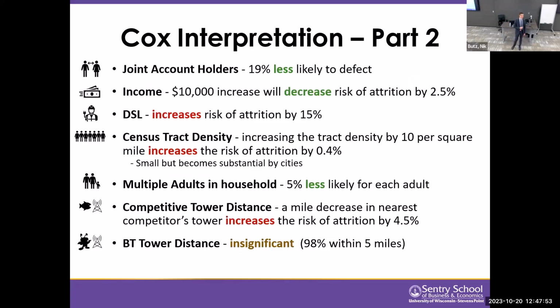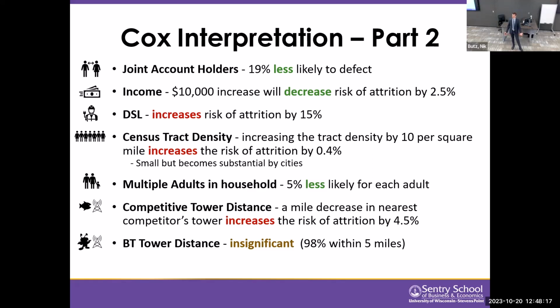All right, so part two, joint account holders. This one I think is interesting because I'm married. If you have a joint account, with another adult in the household like my wife to make the decision with, it's harder to leave because you both have to agree on that. So that's a good thing. Income: basically, a $10,000 increase would decrease attrition.